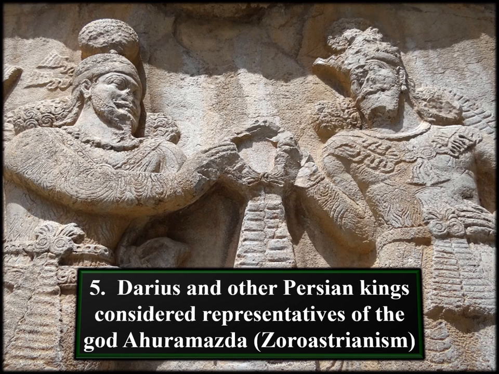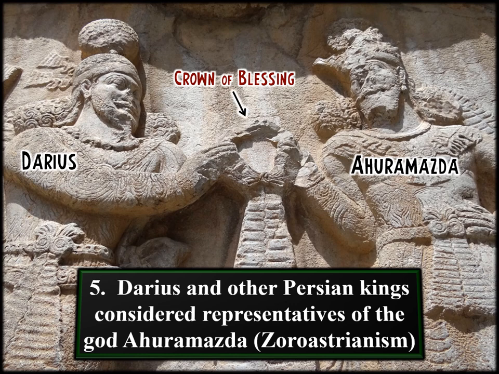Just like we have seen with other earlier kingdoms and empires, Darius and other Persian emperors considered themselves representatives of the primary god of their people. The god Ahuramazda was the primary deity of the Persian religion called Zoroastrianism. You see here Ahuramazda on the right, you see Darius on the left, and you see the crown of blessing being passed from Ahuramazda to Darius. This shows you that just like we had seen in the ancient world, there was a belief in a direct connection between the ruler and divine forces.